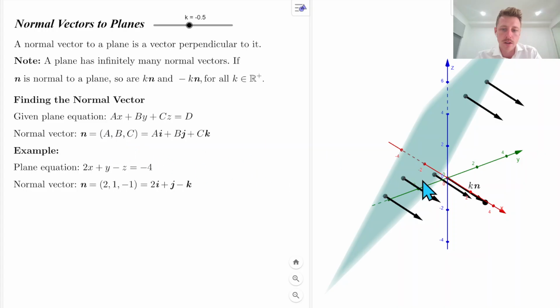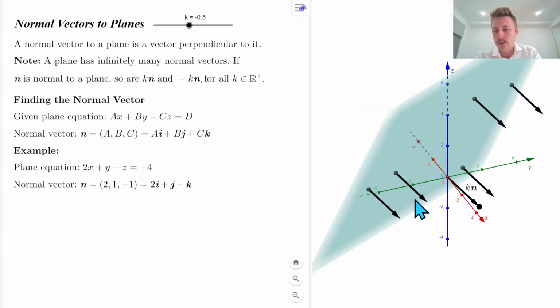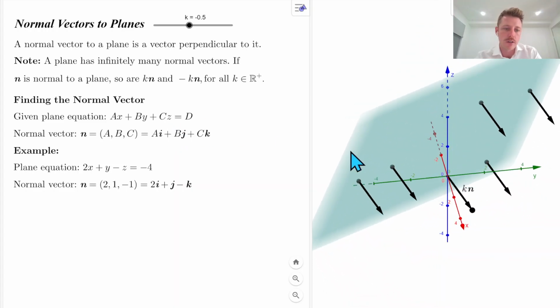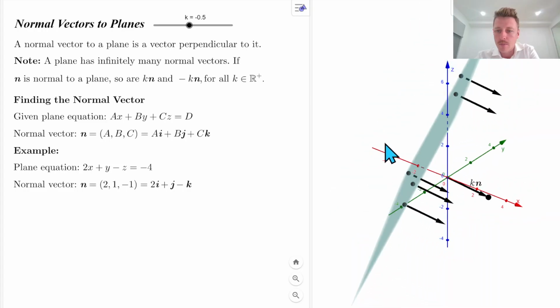So this would just be a position vector pointing at this point here, which is at 2, 1, negative 1. I encourage you to think about why the coefficients of a plane equation give you a perpendicular vector to that plane, and I would encourage you to think in 2 dimensions before you start to think in 3 dimensions. I've made a video about that elsewhere, and I'll try and find that and put a link below.